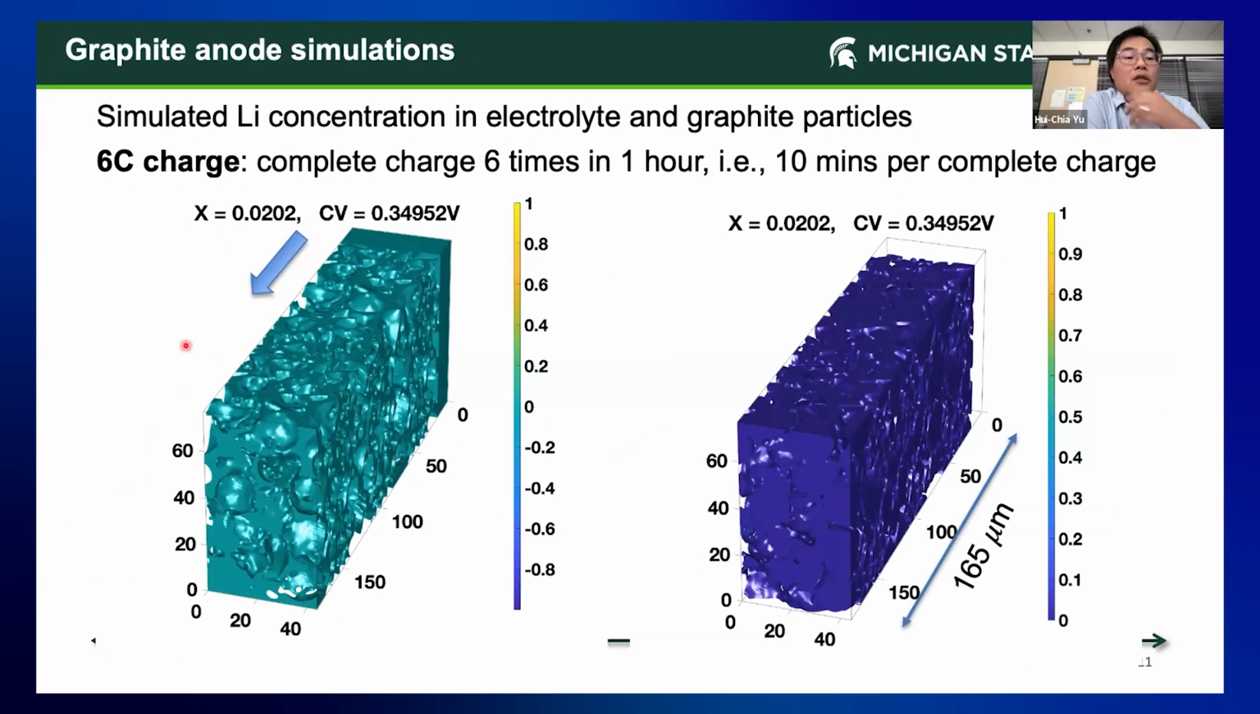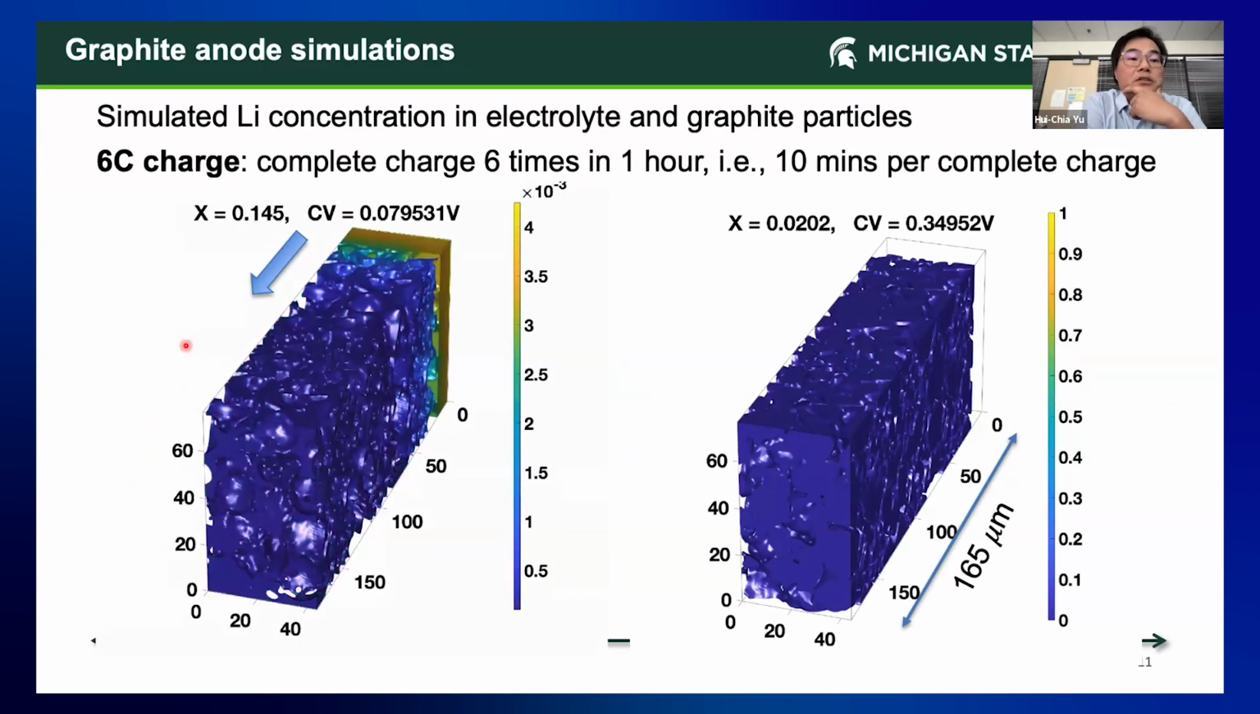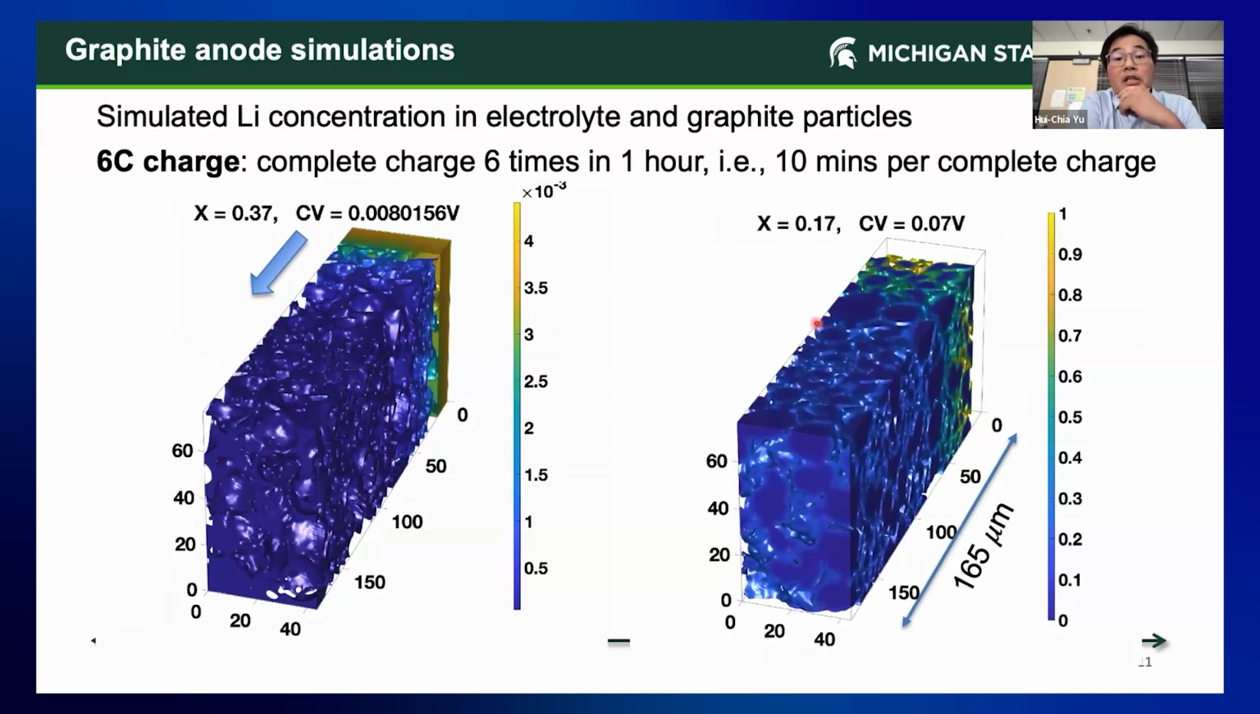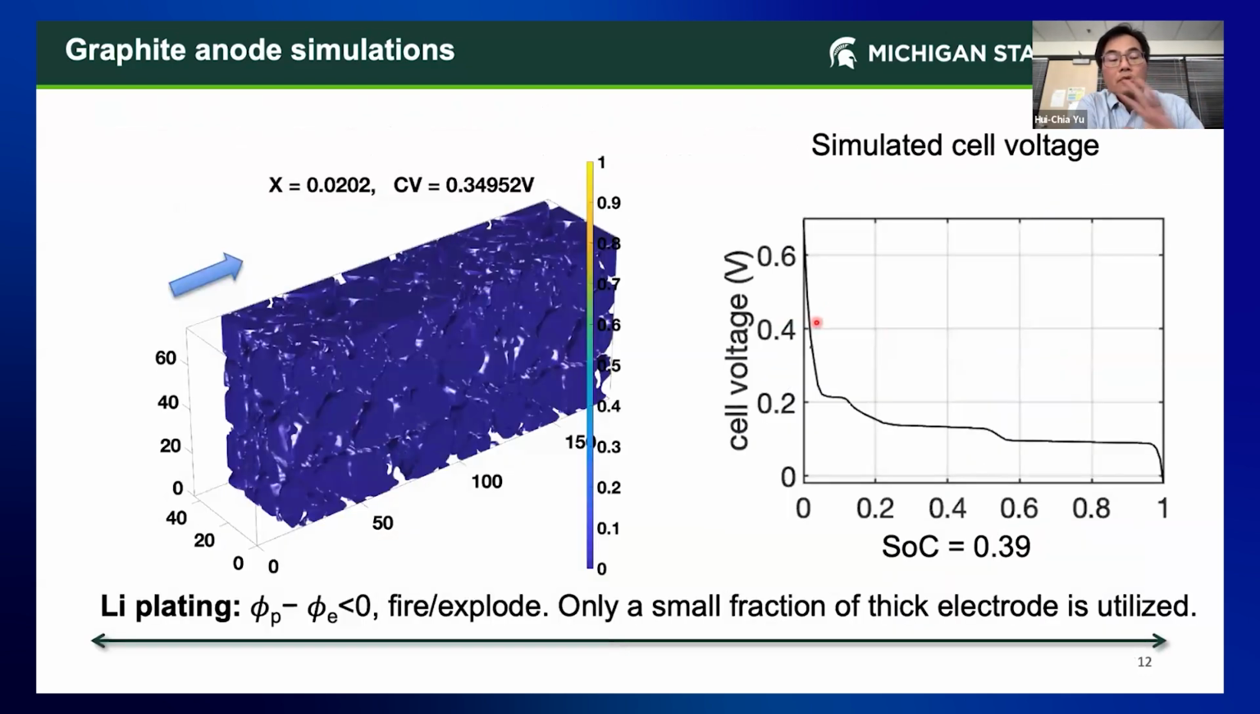And this one is under a fast charging rate. In fact, we try to fully charge a graphite anode within 10 minutes. So it's a very strong rate coming in. And on the right is the lithium concentration in the graphite particle under a fast charging rate, with lithium coming from the same direction. And then let's change to a different direction. It's the same simulation, just rotated to a different angle. Now lithium is coming in this direction at a high charge rate.